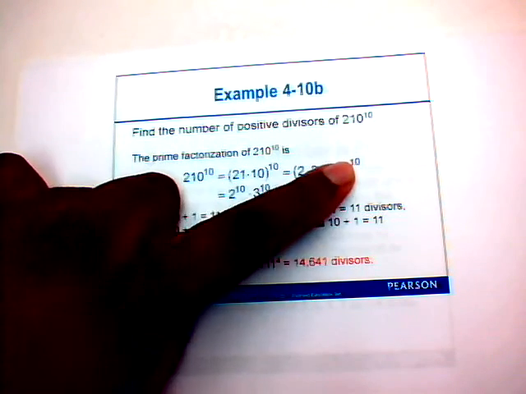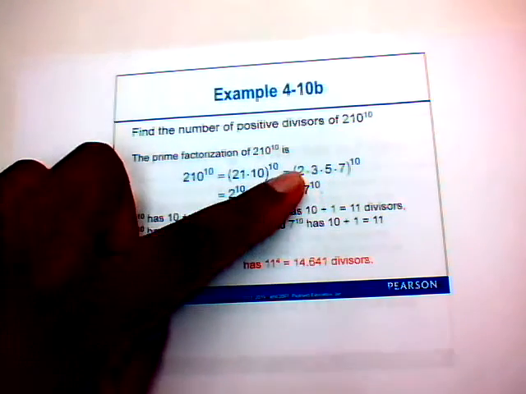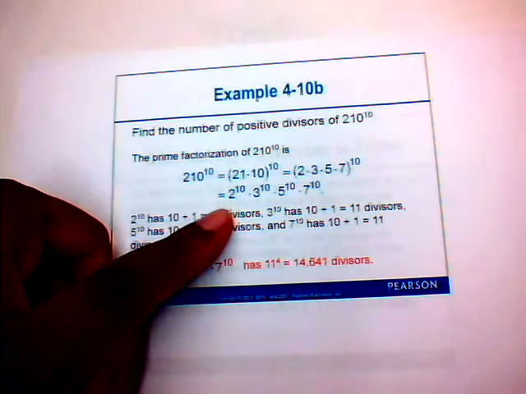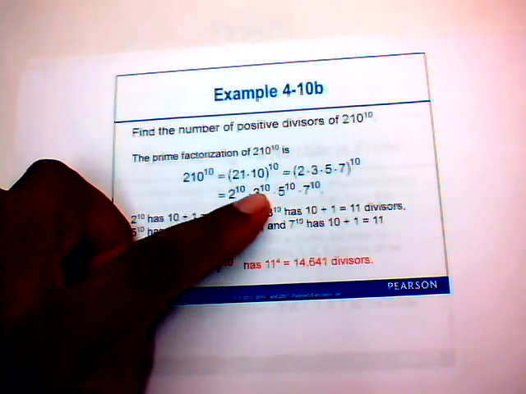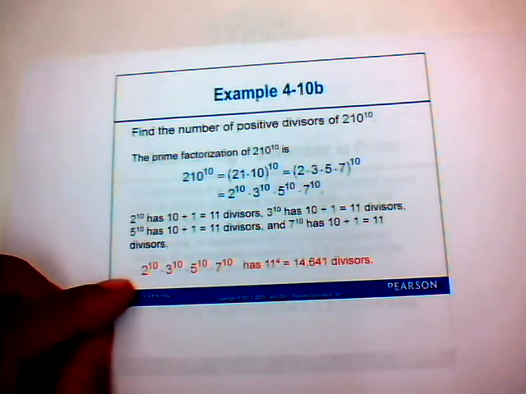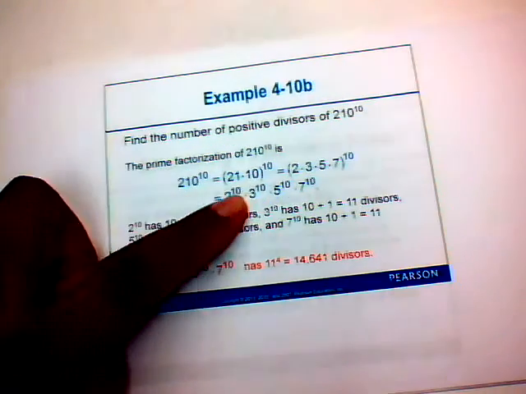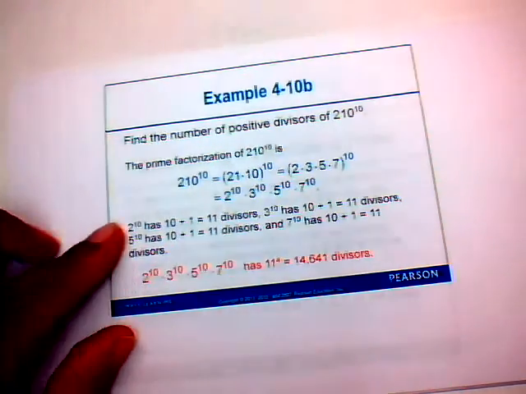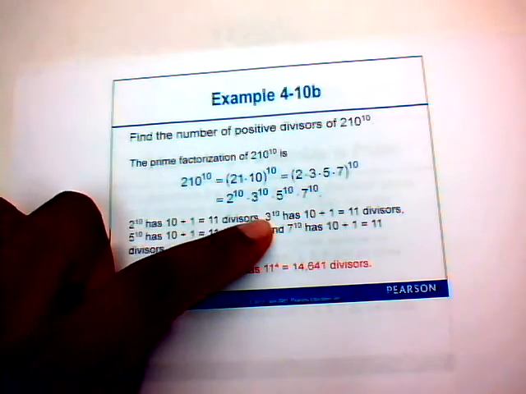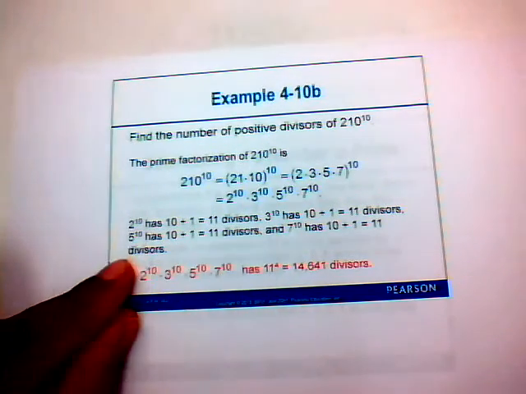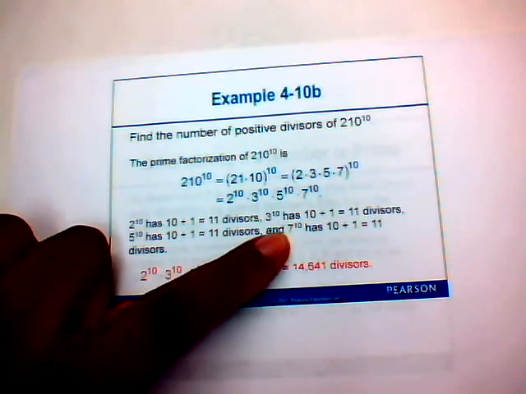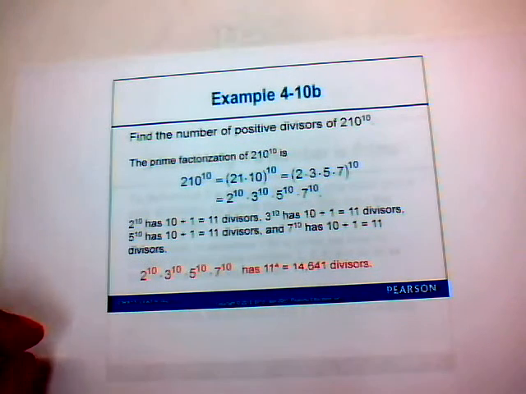That whole product is to the 10th power. And each number in this prime factorization is to the 10th power. So you got 2 to the 10th, 3 to the 10th, 5 to the 10th, 7 to the 10th. And then you'll add 1 to each exponent and then multiply. So 2 to the 10 has 11 divisors. 3 to the 10 also has 11 divisors. 5 to the 10 again has 11 divisors. 7 to the 10 also has 11 divisors.